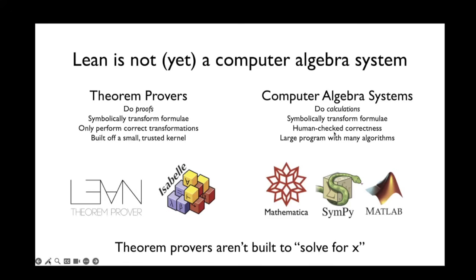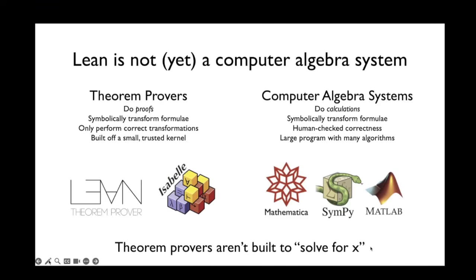In this, correctness, however, is only really checked by humans. I mean, they have different routines for this, but it's not constrained to only perform correct transformations. The algorithms that they have implemented are not interconnected and built off of a small trusted kernel like theorem provers are.